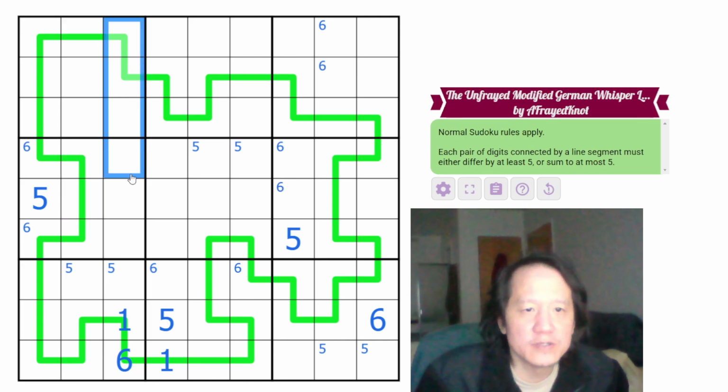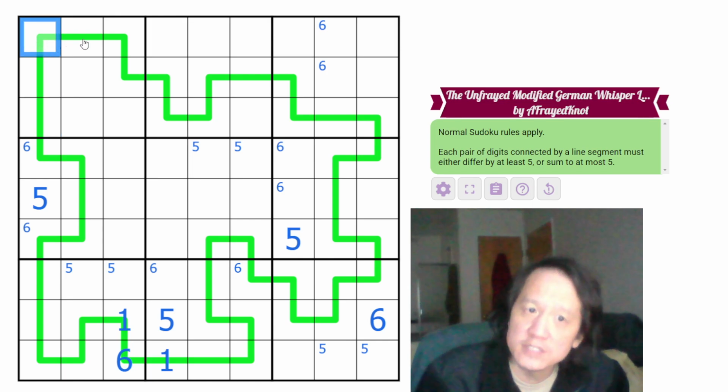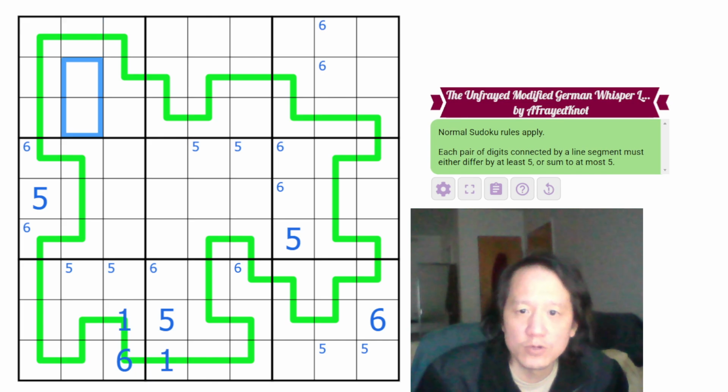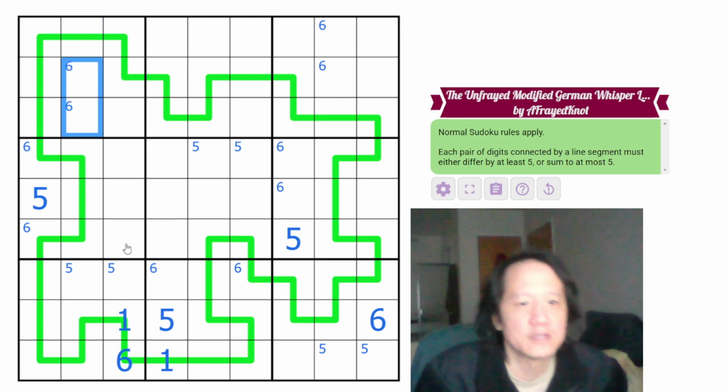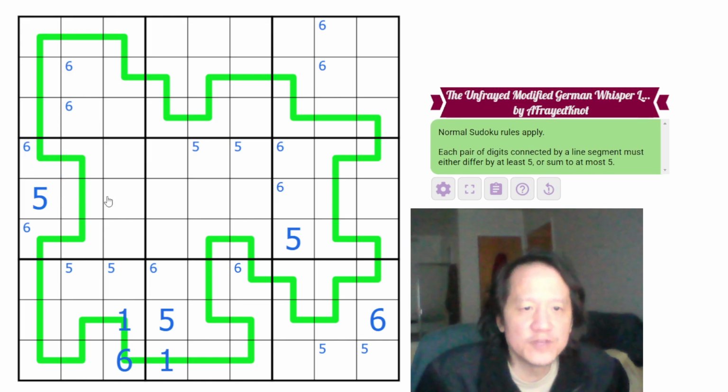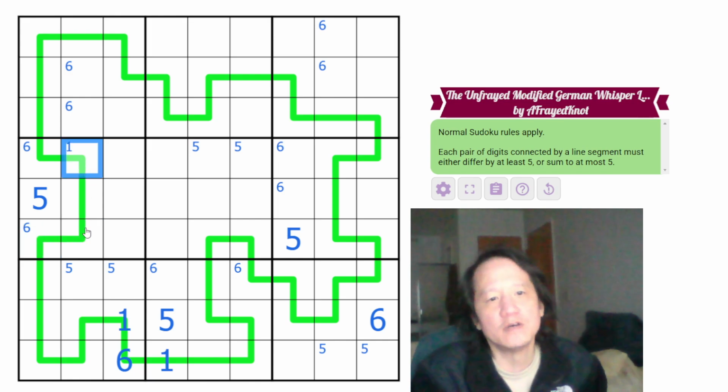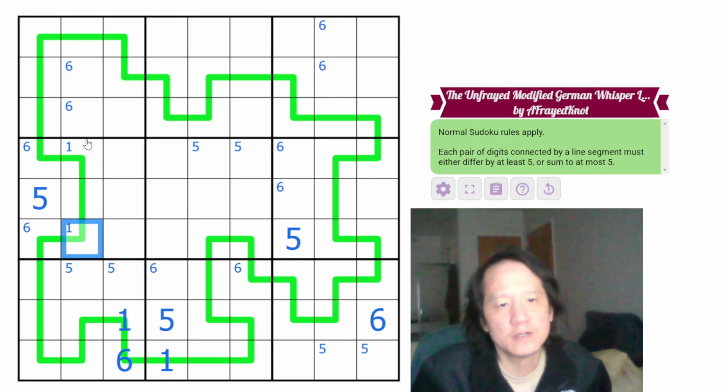This can't be 6. This is next to 2 unique digits. And this is next to 2 unique digits. Therefore, one of these two has to be a 6. Also, if this is 6, this has to be 1. So one of these digits must be a 1.